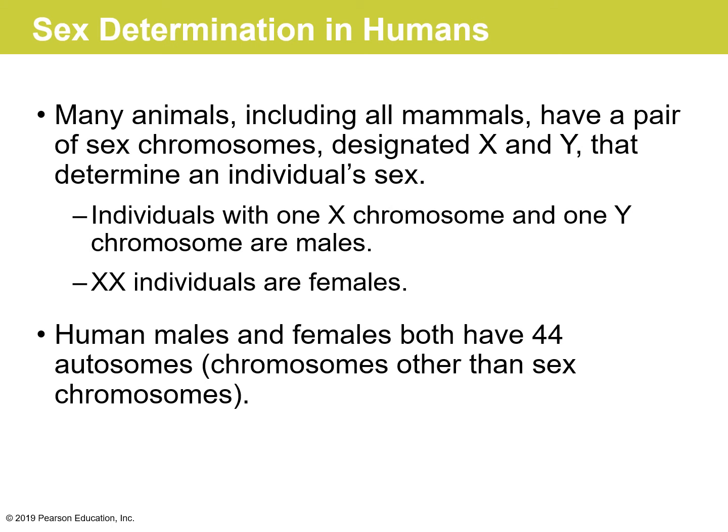In many animals, including all mammals and human beings, there's a pair of sex chromosomes designated X and Y that determine an individual's sex. Individuals with one X chromosome and one Y chromosome are males, while XX individuals are females. Both human males and females have 44 autosomes, which are those chromosomes that are not sex chromosomes.